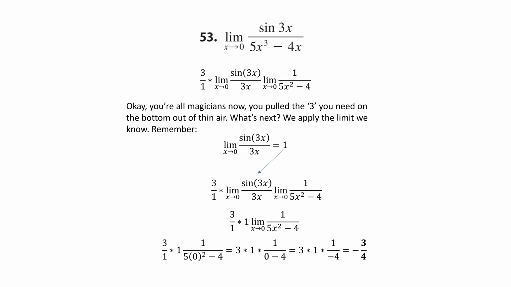Of course, 0 squared is 0, multiplied by 5 is also 0, and then 0 minus 4 gives you a negative 4 on the bottom. So you end up with a negative 1/4 in that fraction. And then of course we still have the 3 and the 1 on the outside. If you multiply 3 by 1 by negative 1/4, you just end up with negative 3/4. So the entire limit comes out to negative 3/4.